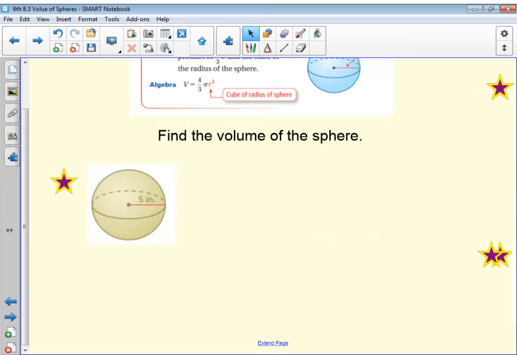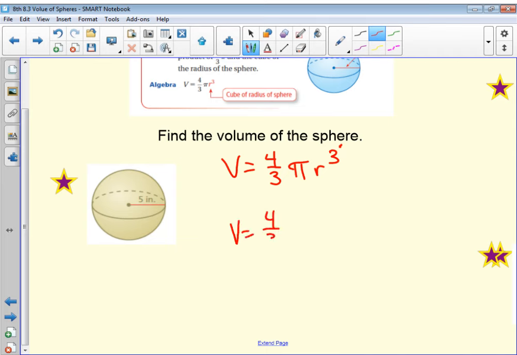Okay, so let's try one more. Volume equals 4/3 times pi times radius cubed. Very important: cubed. So volume equals 4/3 times 3.14 times our radius, which is 5, cubed. 5 cubed is 125. My 3.14 stays the same, and my 4/3.